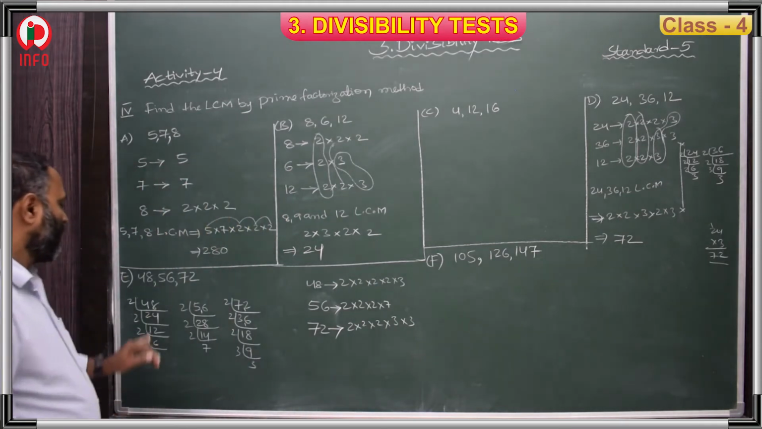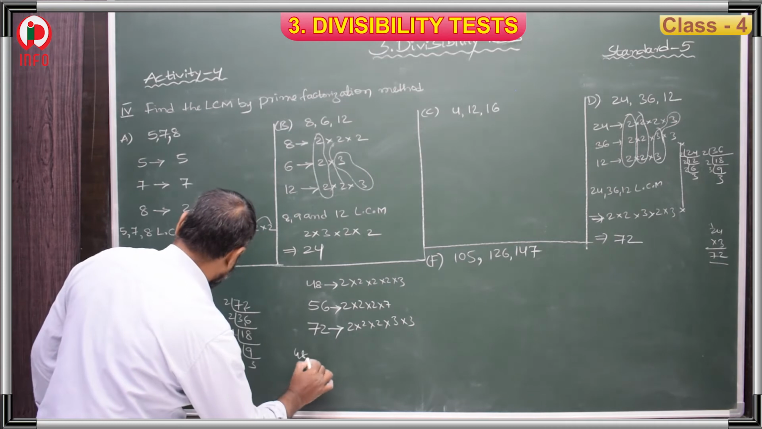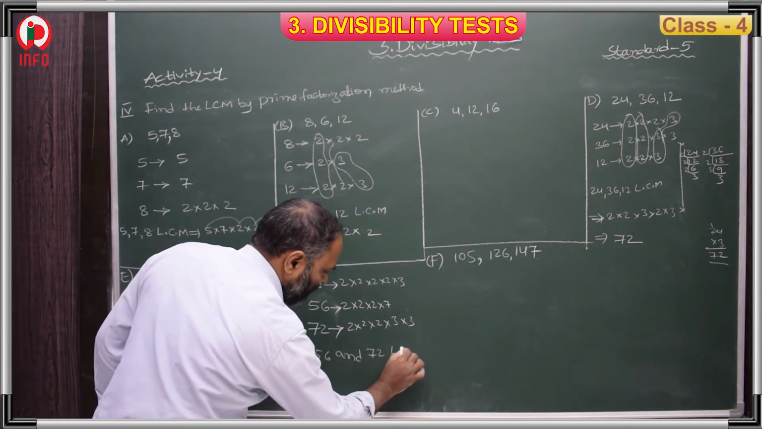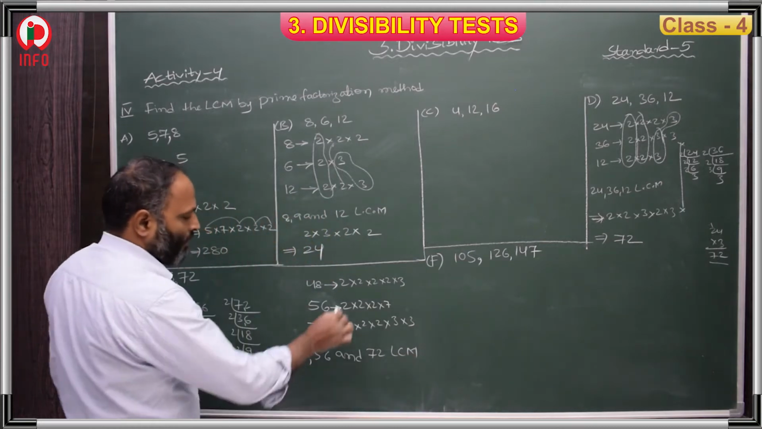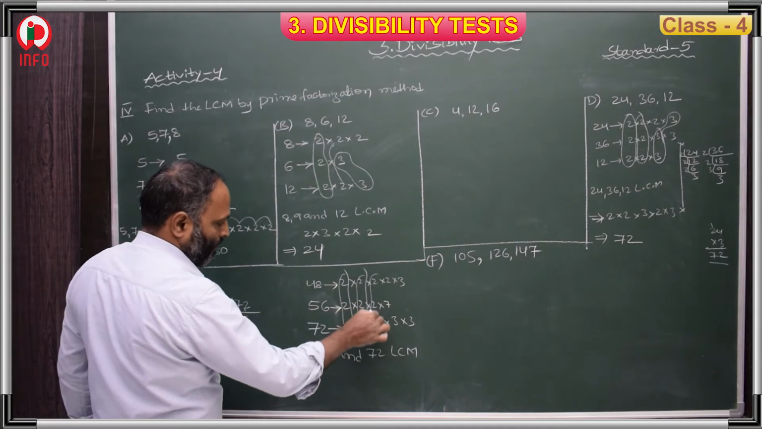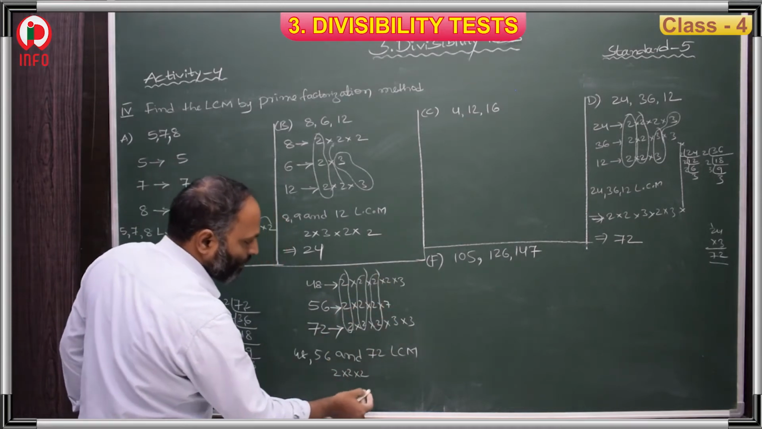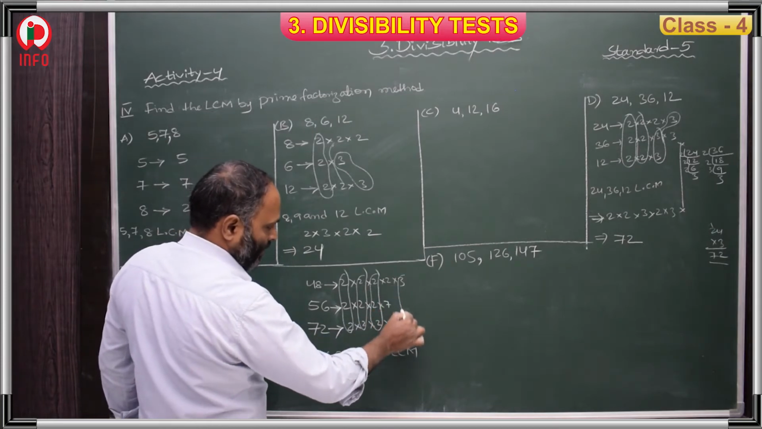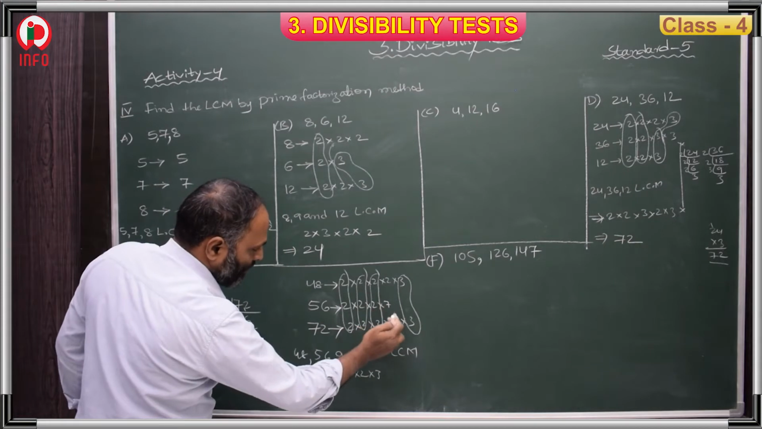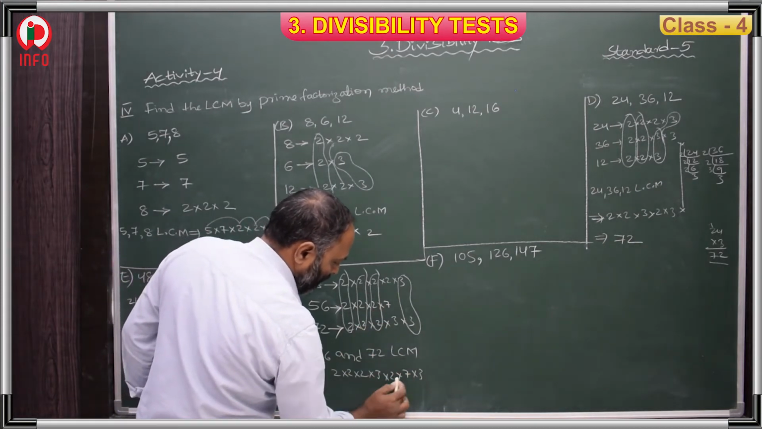Now the LCM of 48, 56 and 72. 1 2 is common, 1 2 is common, 1 2 is common: 2 into 2 into 2. Then after that 1 3 is common, then 7 and 3 are left: 2 into 7 into 3.